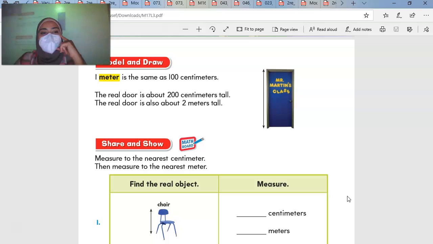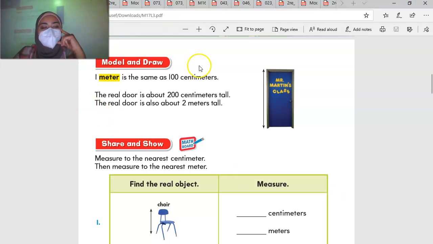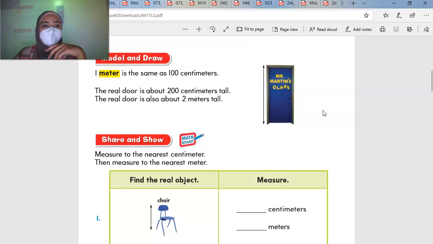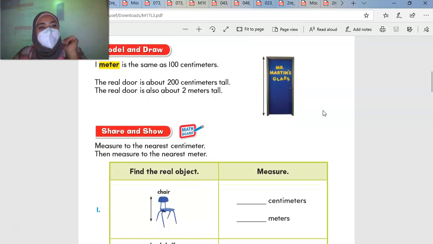All right. A meter is definitely larger. The reason we didn't do that is because online, you guys can't do it, and here we have to social distance, so we can't get that close to each other. So I'll just explain it a different way. 1 meter is the same as 100 centimeters. So 1 meter is bigger than a centimeter. It's huge. The real door is about 200 centimeters tall, and the real door is also 2 meters tall.